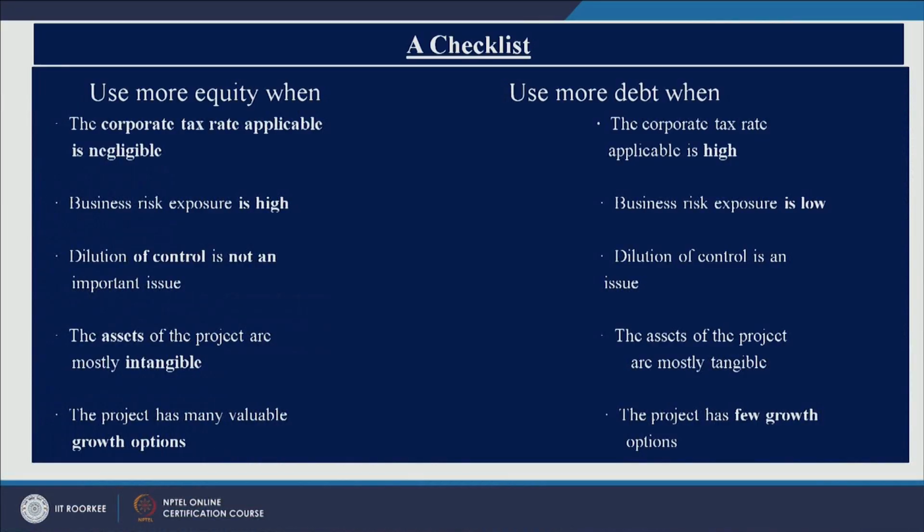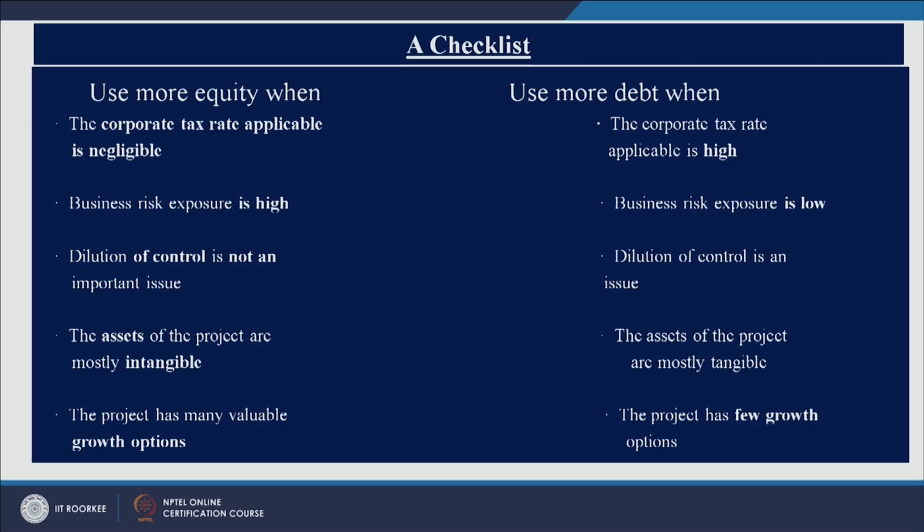So, this is a checklist of when you should go for more equity. You should go for more equity when the applicable corporate tax rate is negligible, otherwise, if it is not negligible, or if the corporate tax rate is very high, go for debt, right. As I said, if business risk is high, go for more capital. If dilution of control is not an important issue, then go for equity, otherwise go for debt.